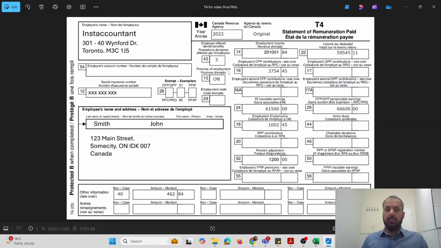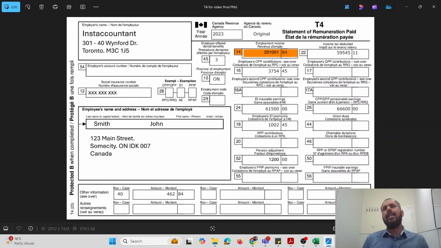Now coming to the main amount, which is box number 14. Box number 14 shows the gross salary. For example, when you sign up for a job, they say you're going to get a salary of $201,001. That exact amount is going to show up here. Or you might say your salary is going to be $100,000. That $100,000 is going to show up here in box number 14.